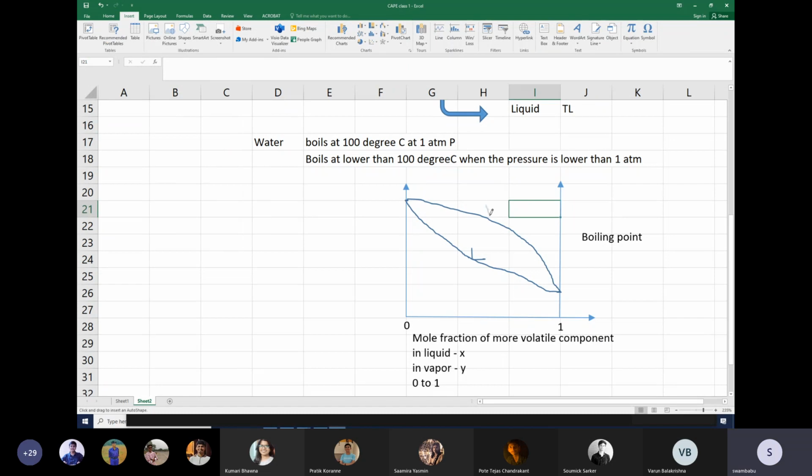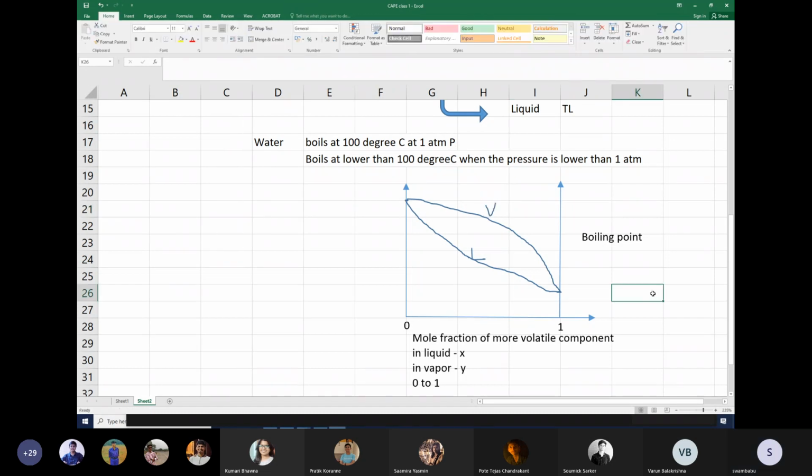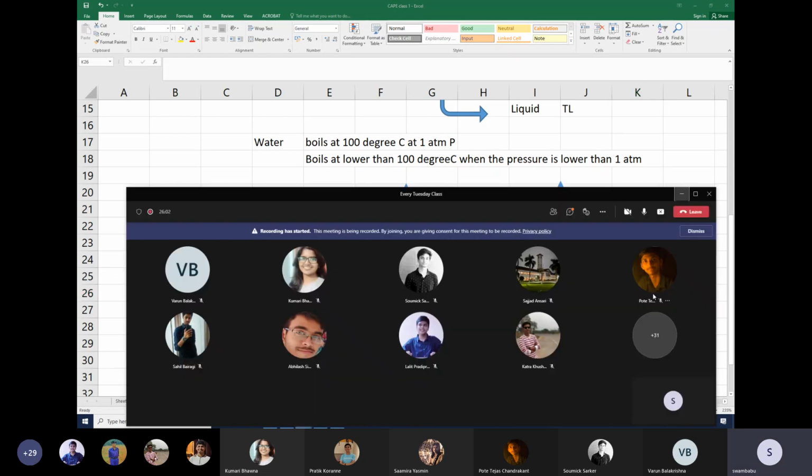I hope you all would recollect some of the things that you learned in mass transfer and other courses. So let's say I have given this graph. Now from this graph, how will I be able to find out the vapor composition and liquid composition? Could any student give an answer to me?